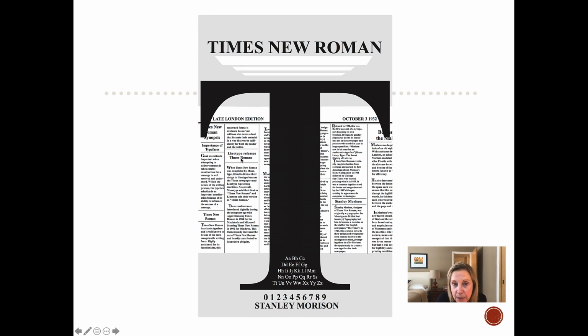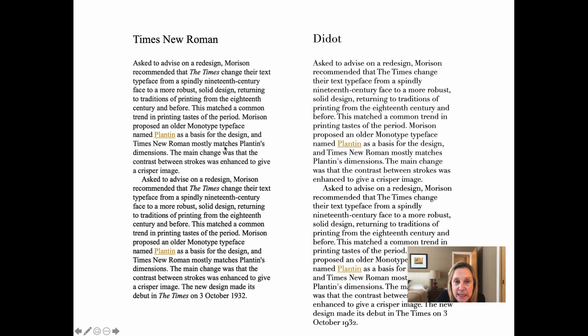How did he do that? How did he create a more readable font? He did it by making the weight of the strokes of the letter even. There is some difference in the thick and the thin, but you can see for the most part, if you look at these M's, that the weight of the letters is very even.